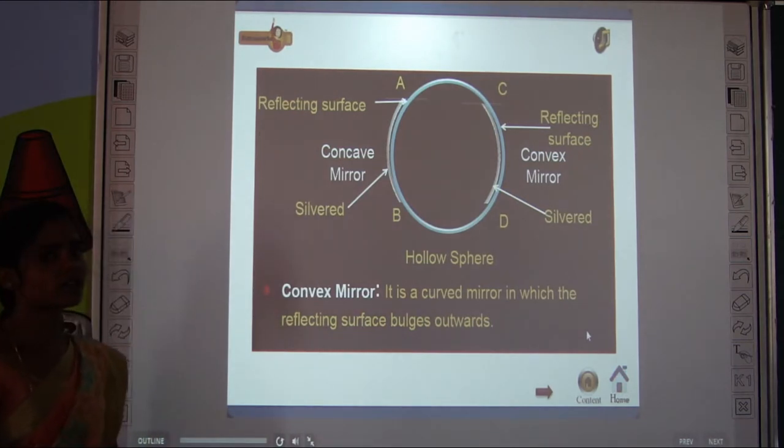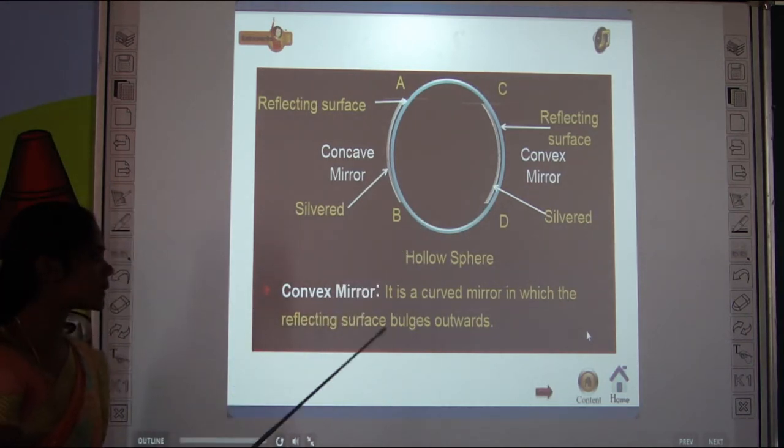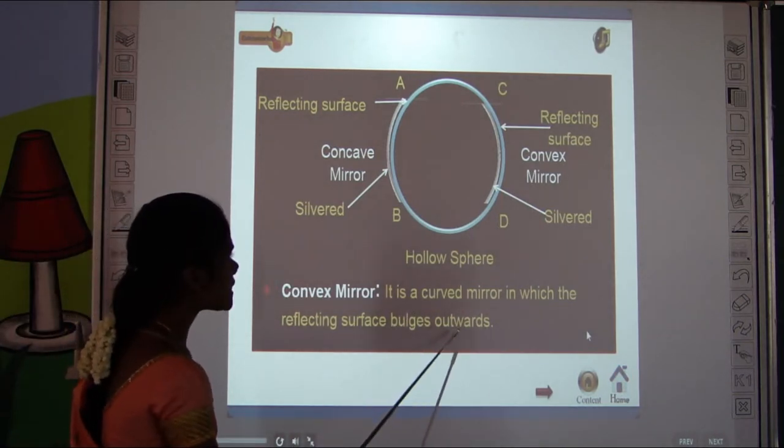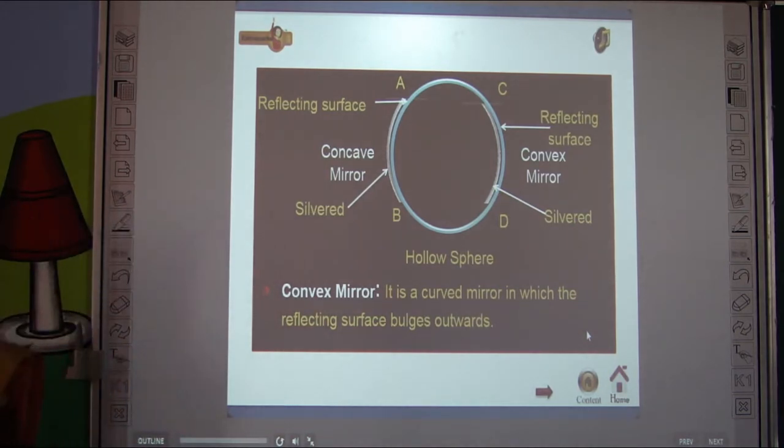And the second type is convex mirror. What is called convex mirror? It is also a spherical mirror in which the reflecting surface bulges outside. That is called convex mirror. It is a curved mirror in which the reflecting surface bulges outwards.